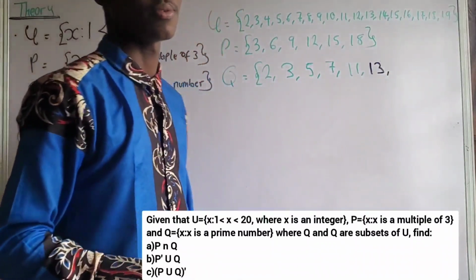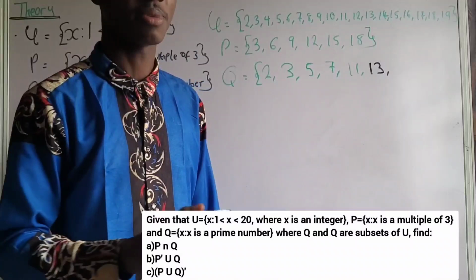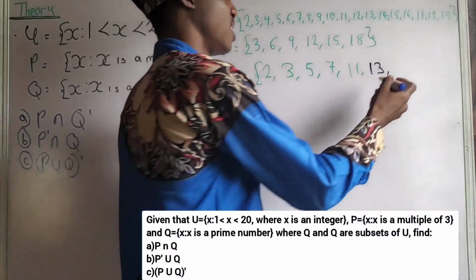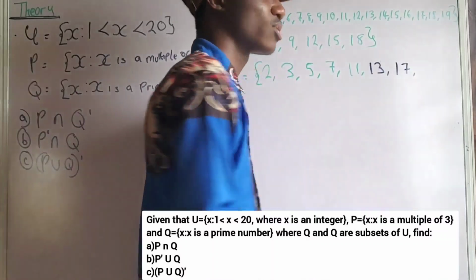What of 14? 14 is not a prime number. 15 is not a prime number. 16 is not a prime number. 17 is a prime number. So you put it there. You put 17. What of 18?